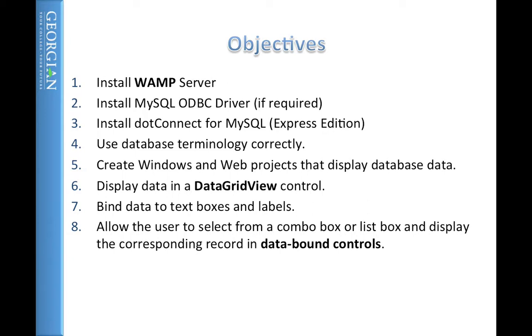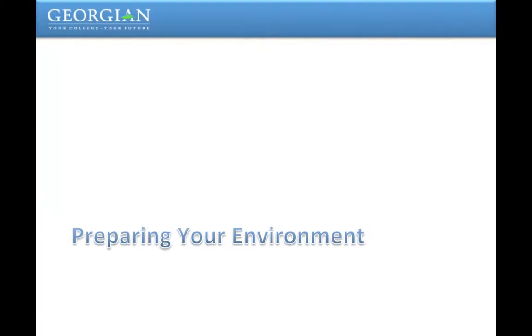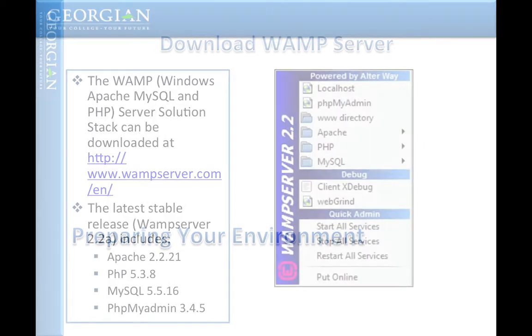Okay, so we're going to talk about a data grid view, how to do that, bind data to text boxes and labels, and allow the user to select from a combo box or list box to display the corresponding record in data-bound controls. All right, so let's prepare your environment.